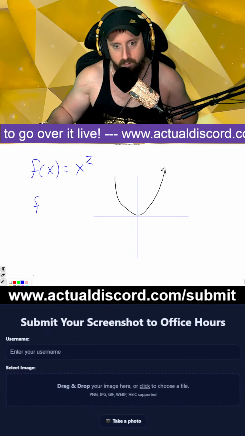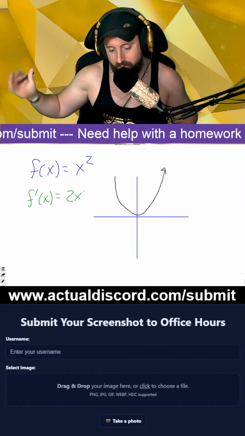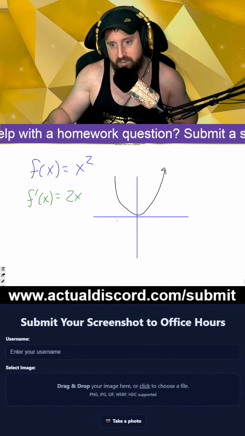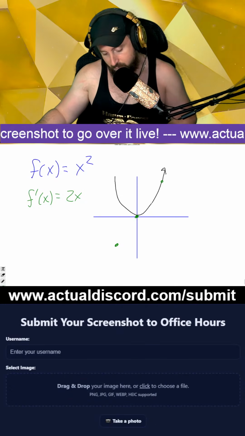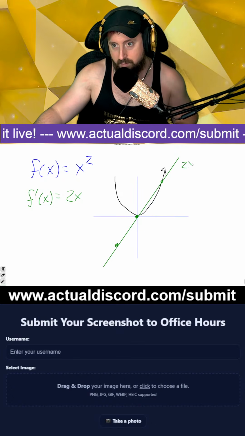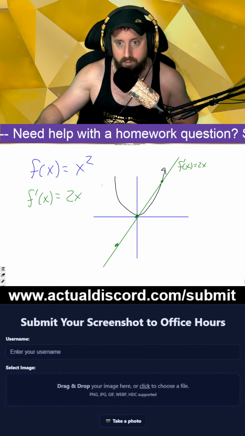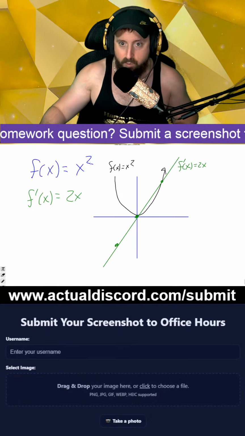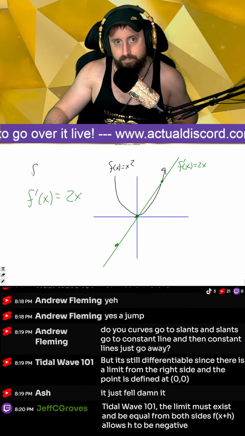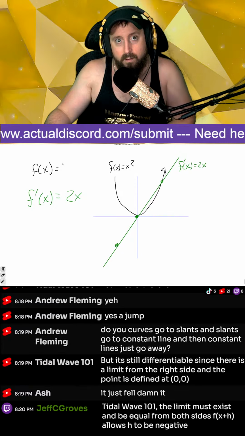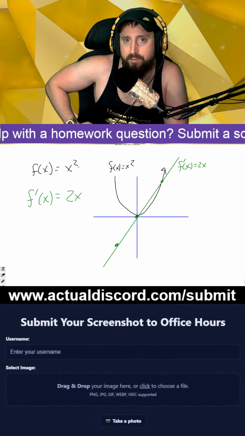So, all right, let's do different colors, sorry for things. F prime of x is equal to 2x. I'm going to graph it all on the same page. I know the axes aren't correct, but whatever. So here, your slope is negative. Here, your slope is 0. Here, your slope is positive, okay? Notice how this looks like a straight line. This is f prime of x equal to 2x. This is f of x equal to x squared. And we did that because if you take the derivative using the power rule, you drop the 2 down and move the power down by 1. Sorry, Tidal Wave says it's still differentiable since there is a limit from the right side and the point is defined at 0, 0.